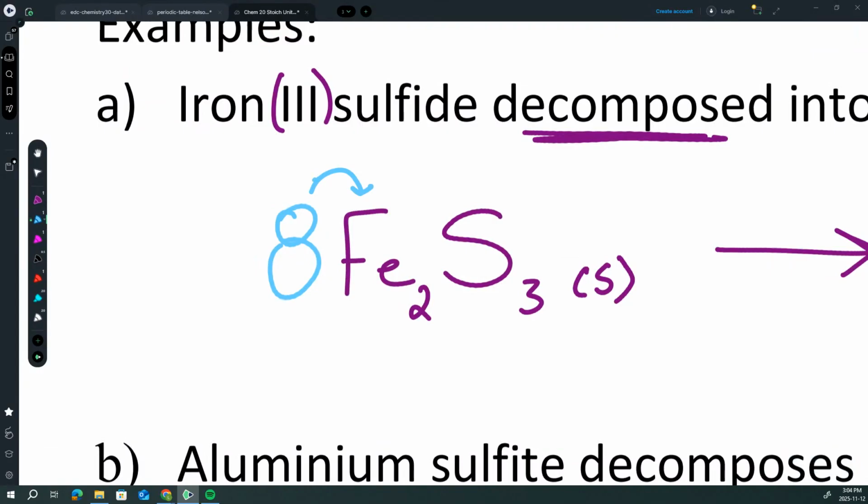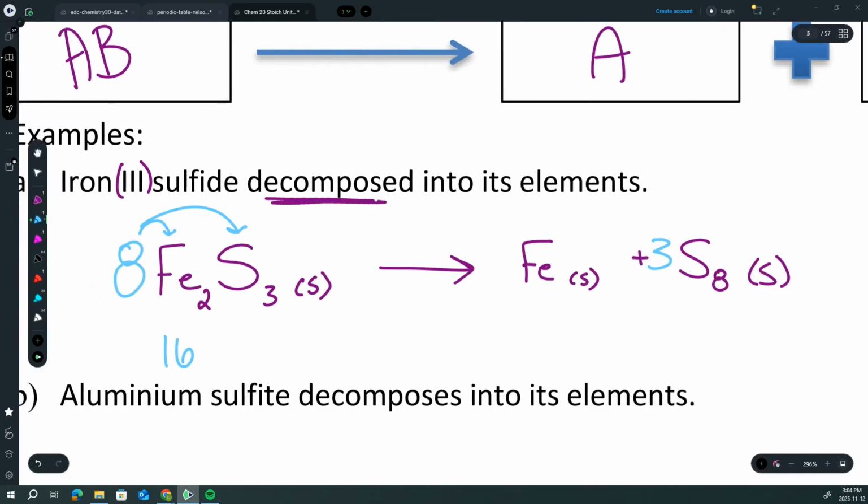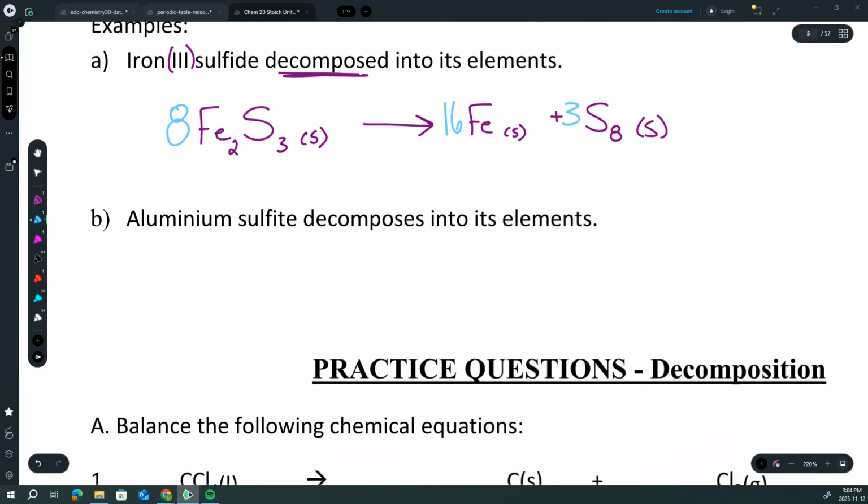Remember that the 8 didn't just affect sulfur, it also affected iron. So we have 16 irons right now. So we need to have 16 irons on our product side. Okay, and that's done. All right, next example.